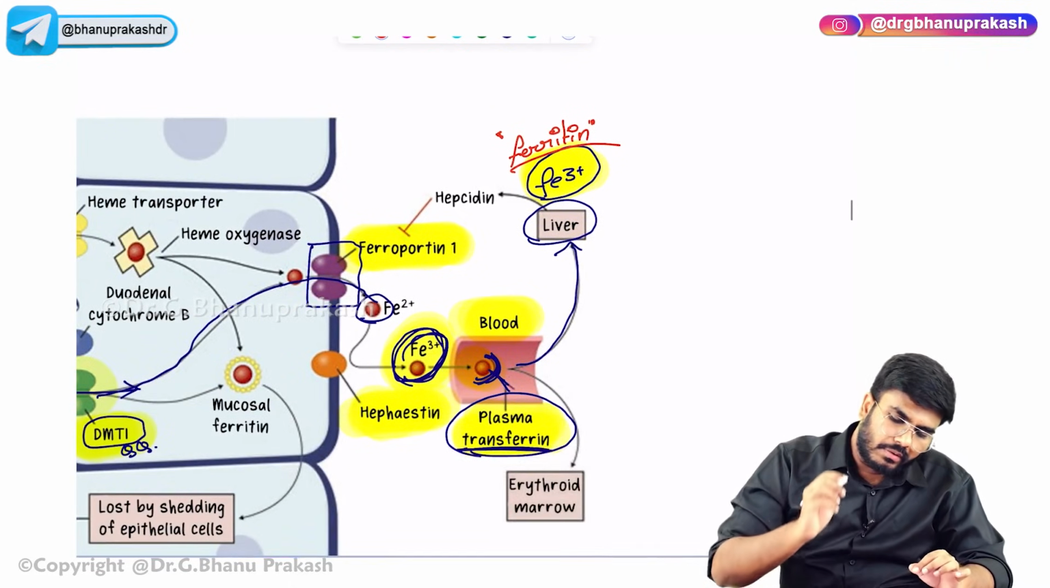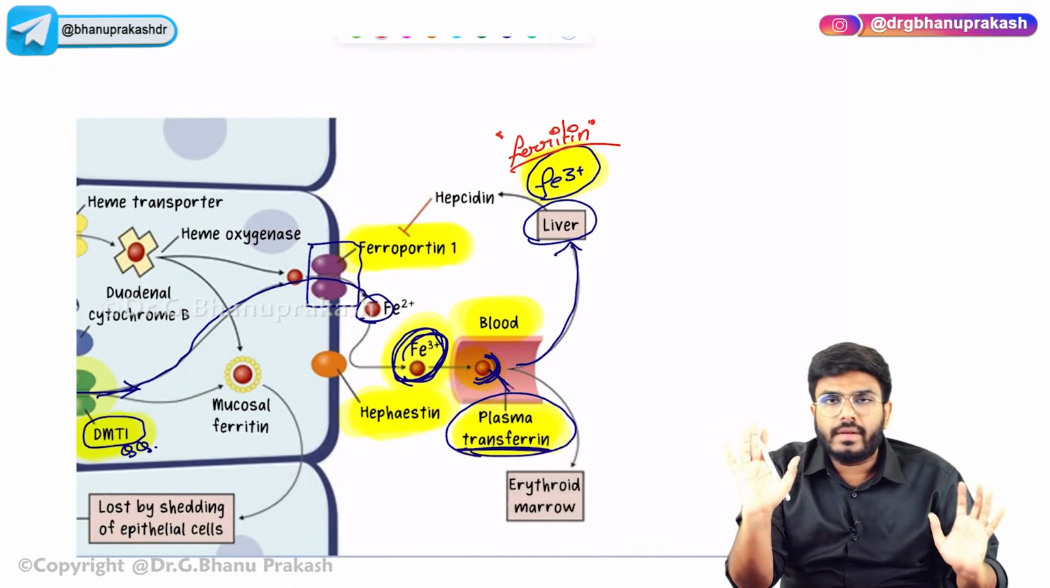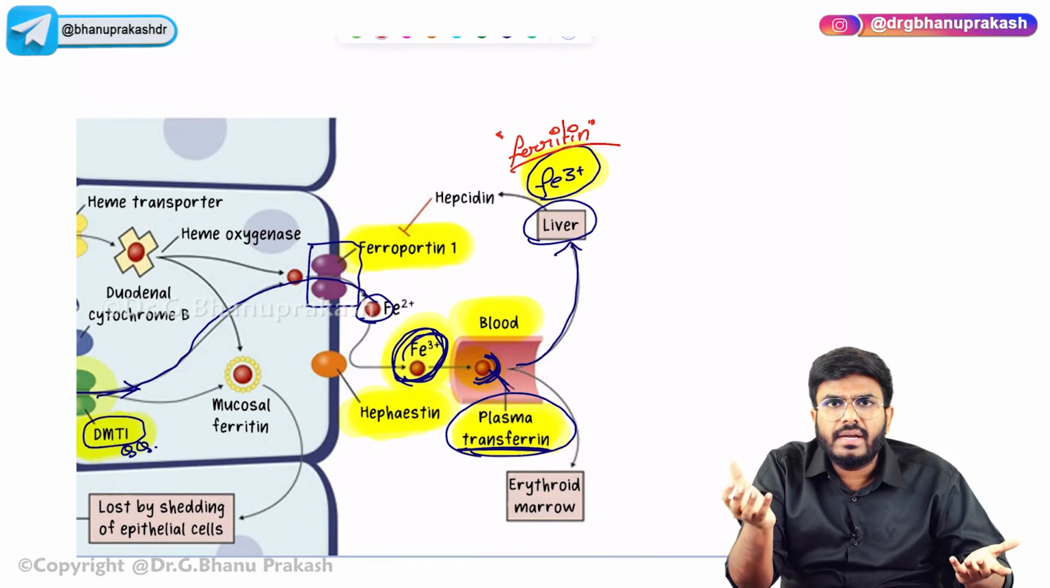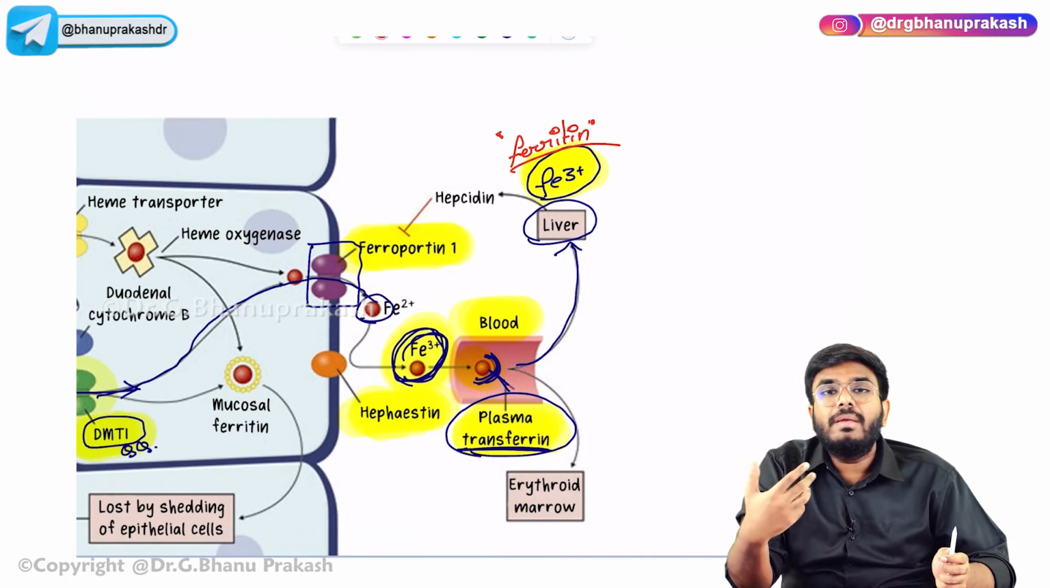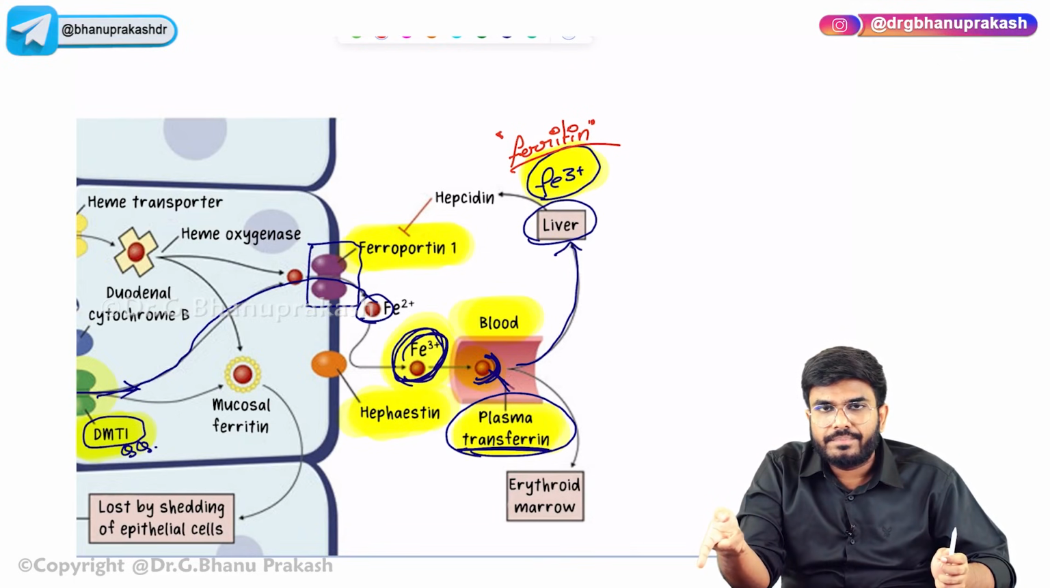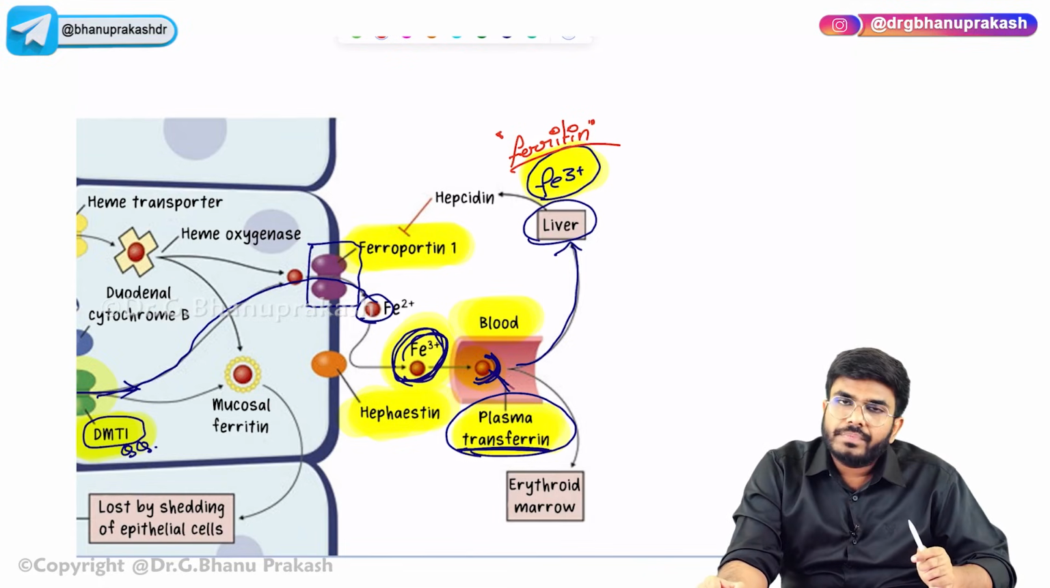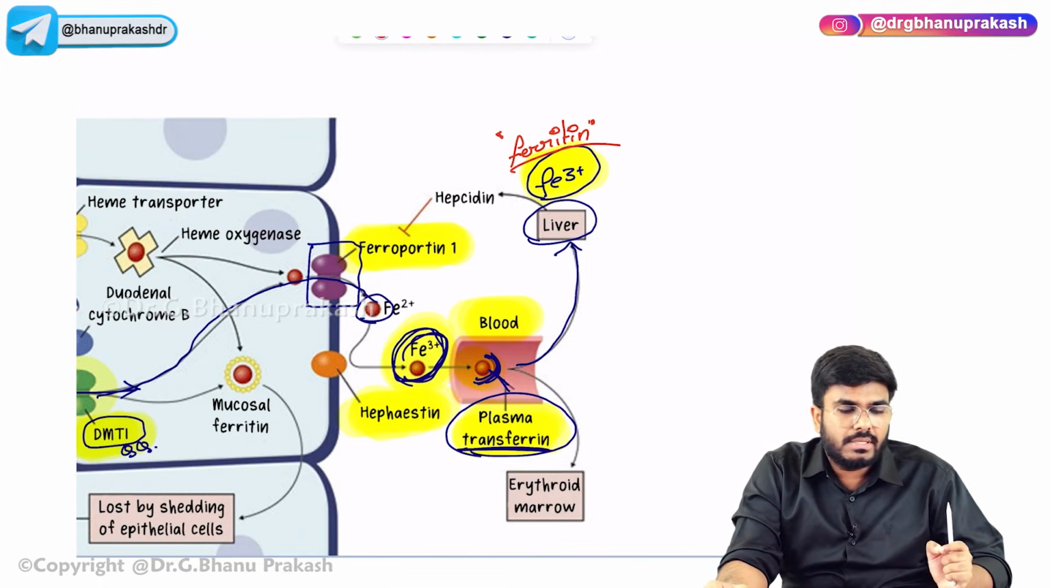Now the question is, if you have enough iron: iron is a very bad thing, it's a free radical. Once iron enters your body, our body does not have any mechanism to excrete it back. We don't have any specific mechanism to excrete iron. Iron is not going in the urine. So you have to be very cautious about when to absorb and how much to absorb.